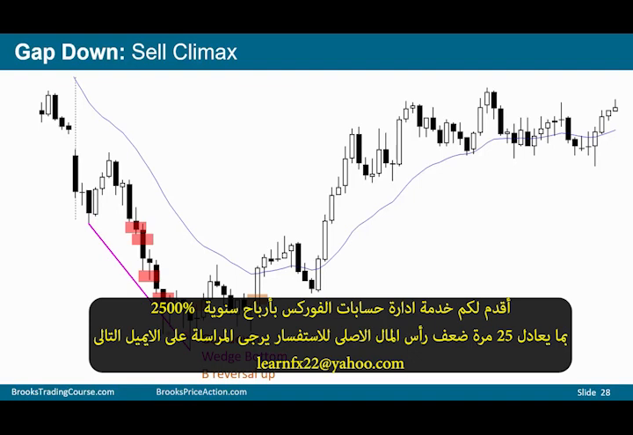Here we have a wedge bottom. You can also call this a micro double bottom. A bear bar, not a great buy. It's a second entry buy. Here's the first, here's the second. Better to wait for a bull bar closing on its high.